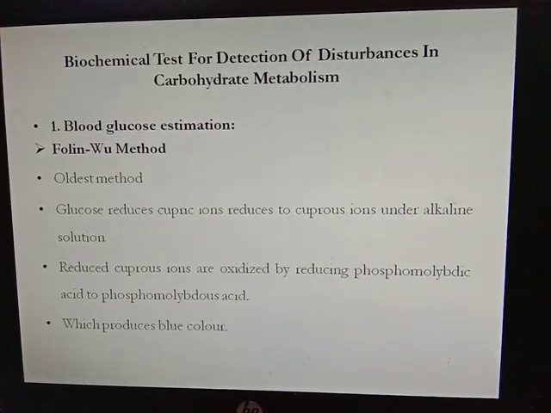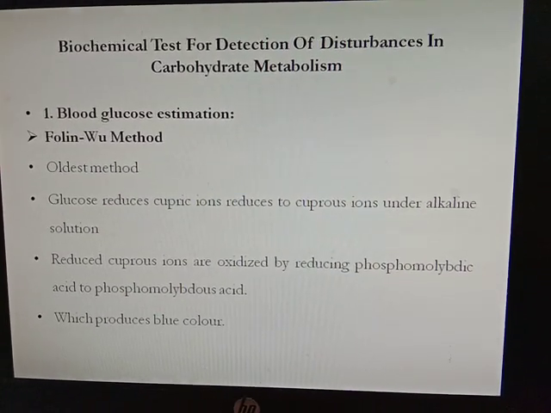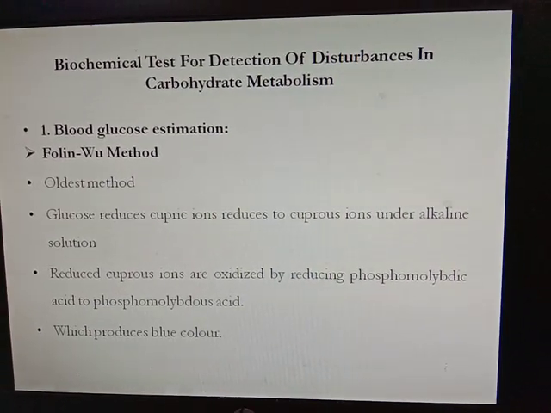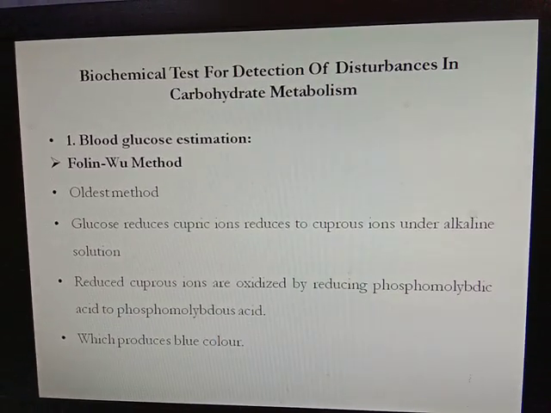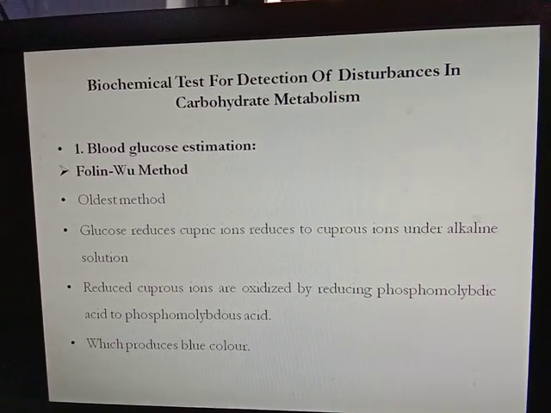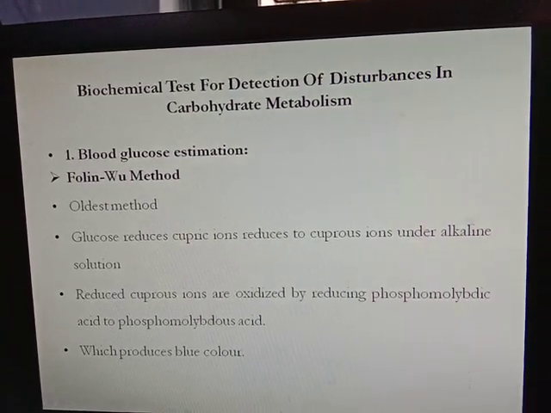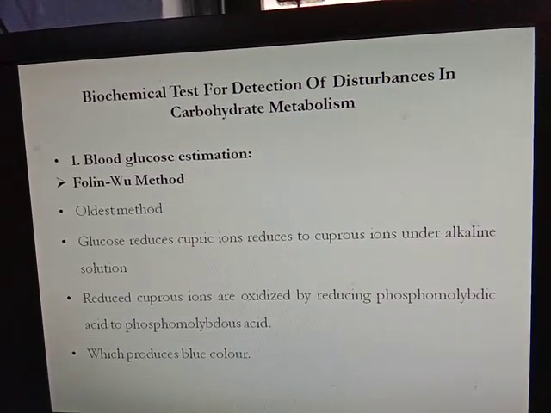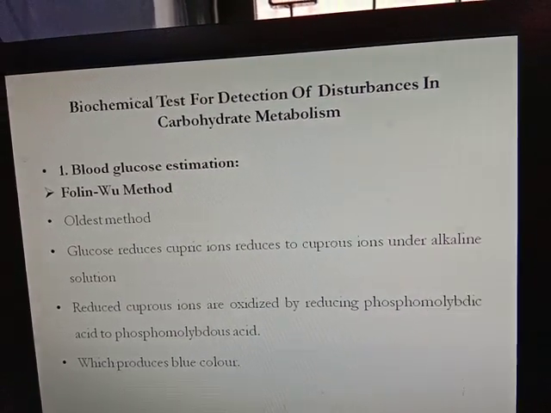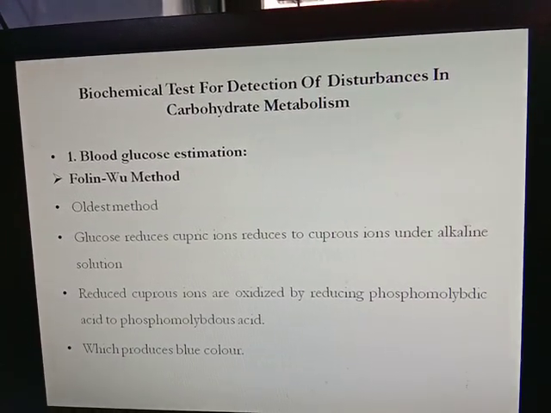Hello student, last time we learned the hormonal effect on carbohydrate metabolism. So today we will see the biochemical tests which are normally used for the detection of disturbances in carbohydrate metabolism. First is blood glucose estimation.